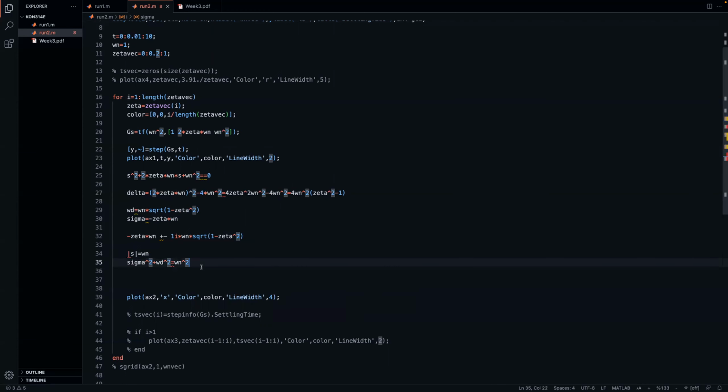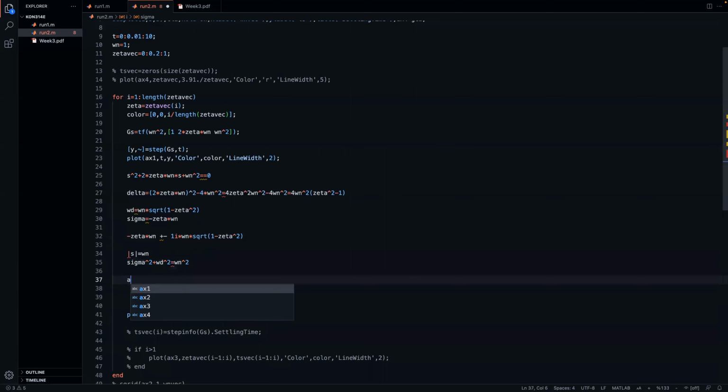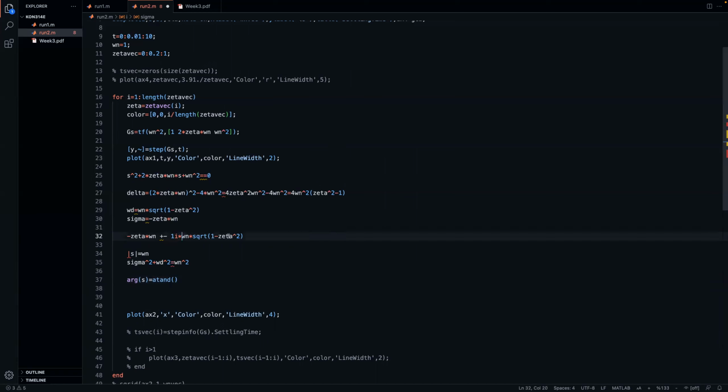So that's one thing. Since we're at it, let's look at the argument, which is another property in polar coordinates. That would be the arctan of the imaginary part divided by the real part, which is zeta times omega n. Now you can see that omega n again cancels out. We get rid of that. And then we end up with this, which is going to be called theta.